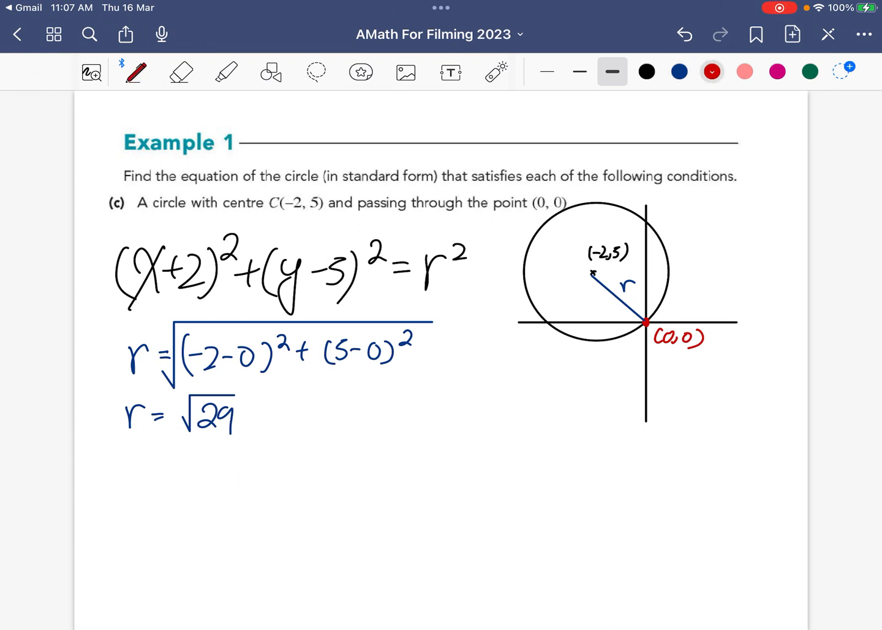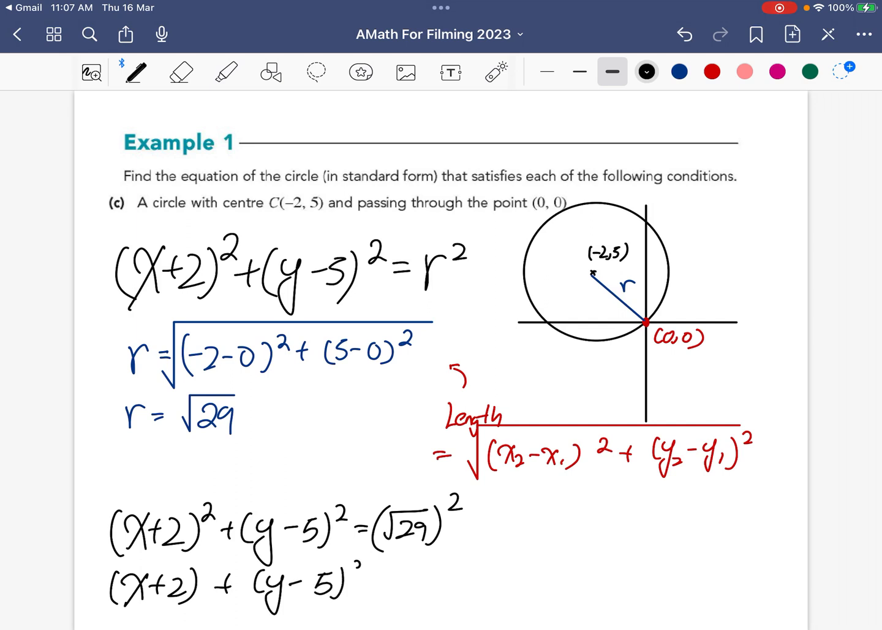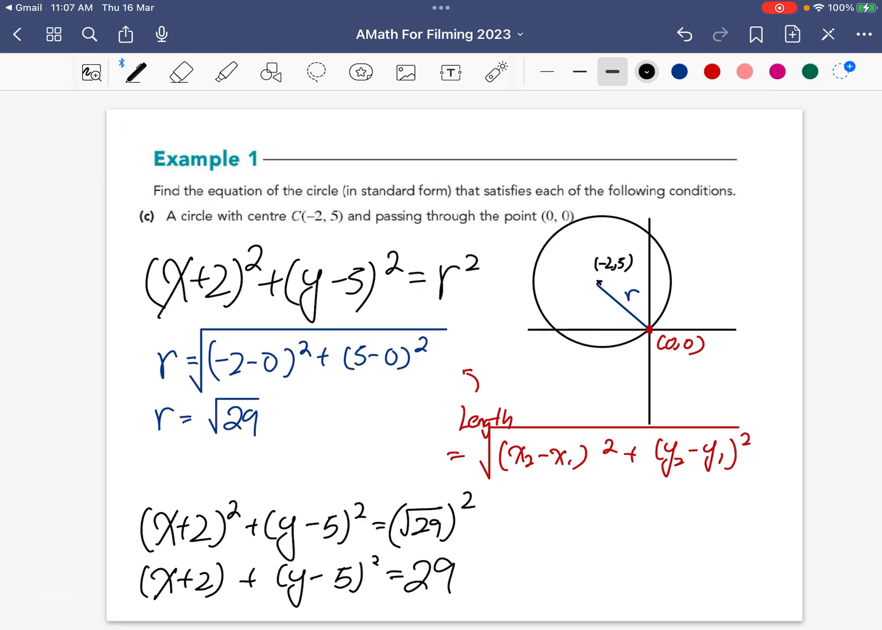For those who may have forgotten, I will just write for you the length of a line is equal to the square root of x2 minus x1 squared plus y2 minus y1 squared, and we square the whole thing. That's the length of the line. So to complete this question, the equation of the circle is (x + 2)² + (y - 5)² = (√29)². You just simplify a little teeny bit. The square of the square root of 29 gives you 29 itself. And that is example 1c.